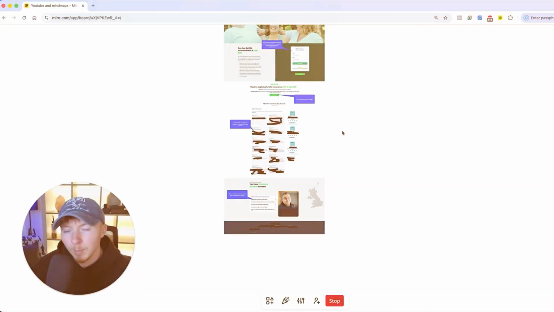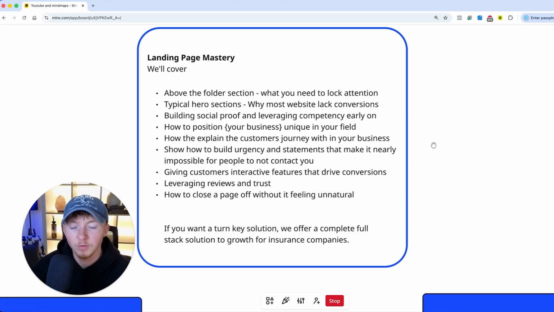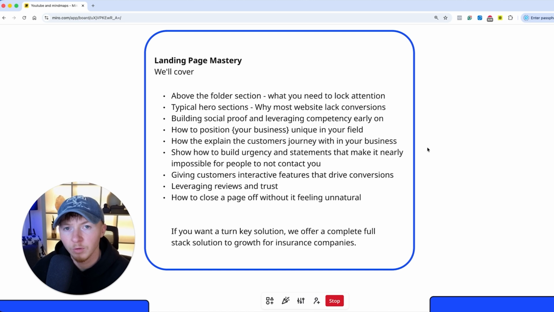So let's jump in. The main use of a landing page for your insurance company is converting cold prospects into warm, valid inquiries that are likely to buy an insurance policy from you. So in this landing page mastery video, I'm going to discuss one, how we design the above fold section to lock attention quickly. I'm going to discuss why most typical hero sections and why most websites and landing pages lack conversions. I'm going to share how we build social proof and leverage competency early on, how to position your business as unique in the field, and how to explain the customer's journey in the business well.